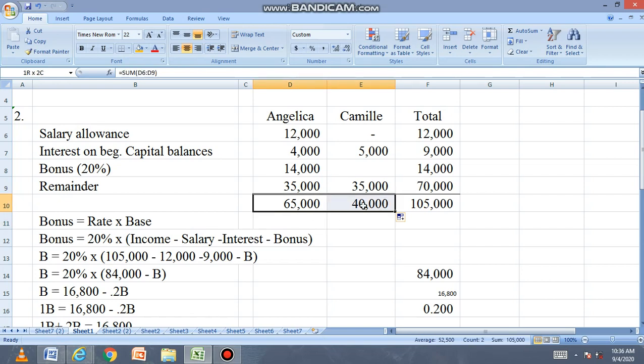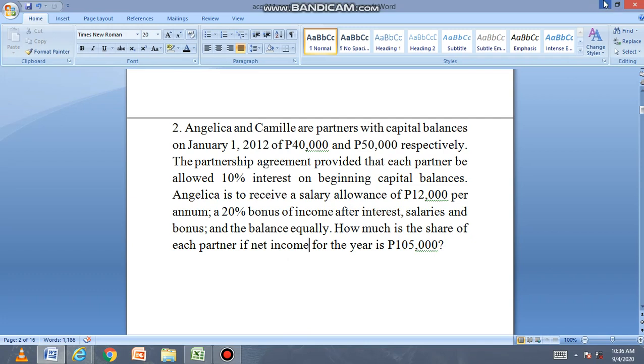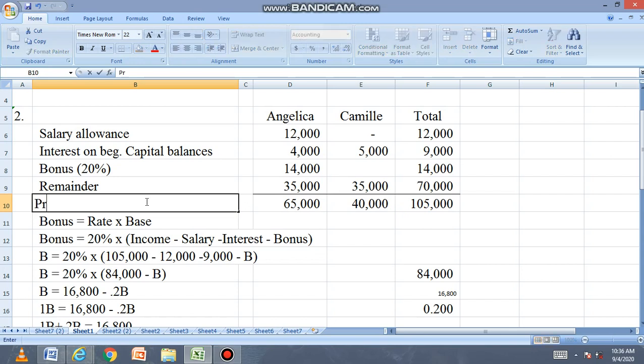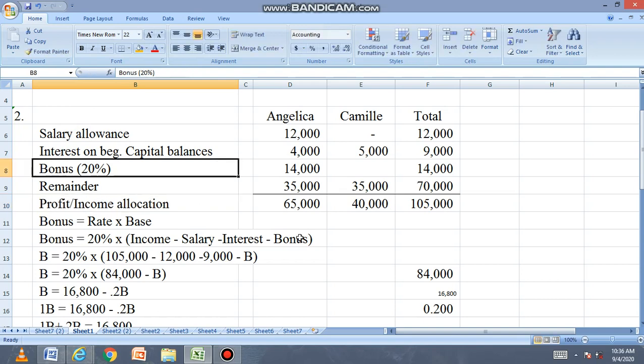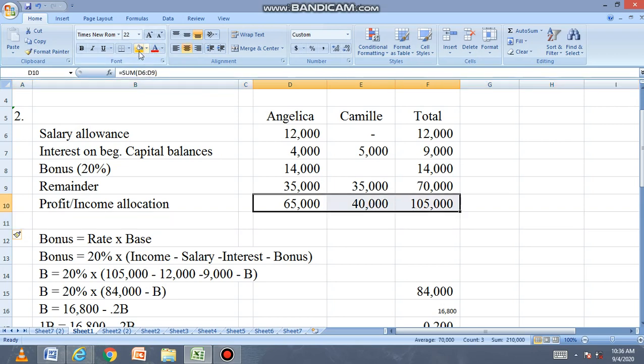So, Angelica and Camille, 105,000. Balance eh. How much is the share of each partner if net income for the year is 105? Of each partner. So, Angelica, ang profit or income allocation niya ay 65,000. Kay Camille ay 40,000. So, that is the answer for problem number 2.